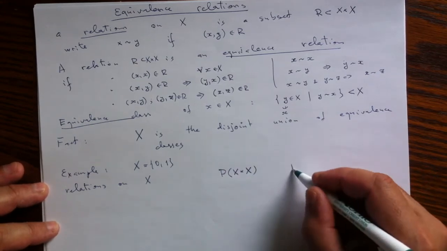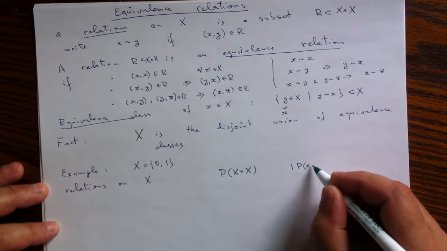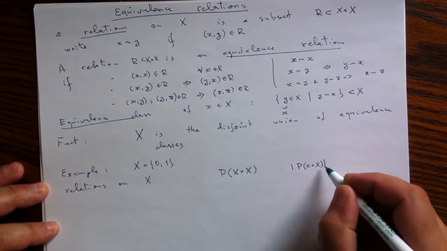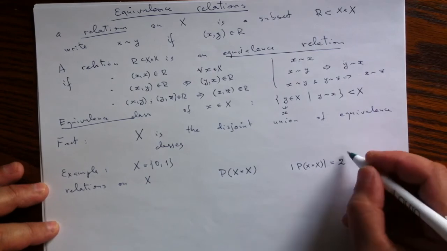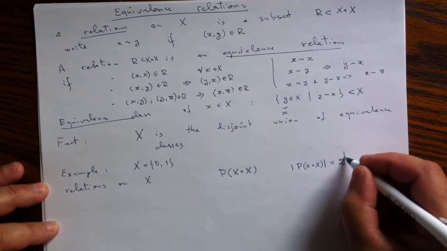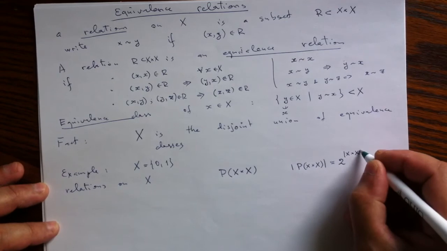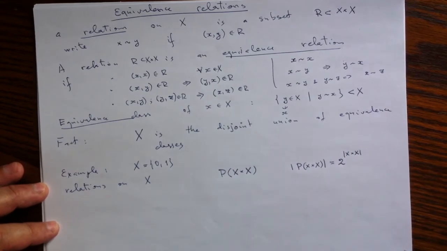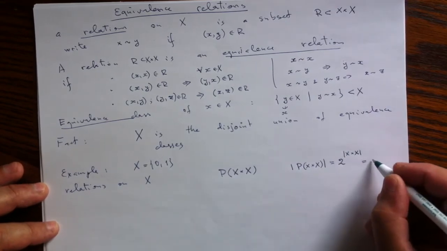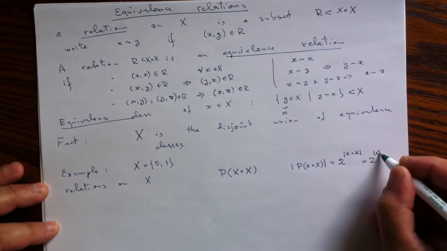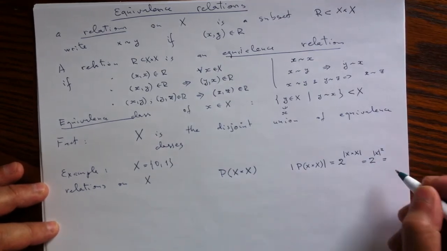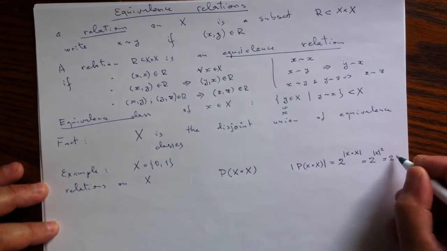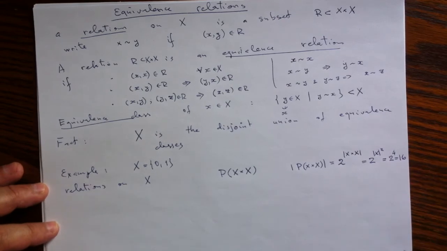And to count them we have all the tools available now, so counting the number of elements in the power set is as good as raising 2 to the power of the cardinality of this Cartesian product, and that is nothing but the square of the size of X. And in our case the size of X is 2, so we're raising 2 to the power 4, which gives us 16 relations in total.